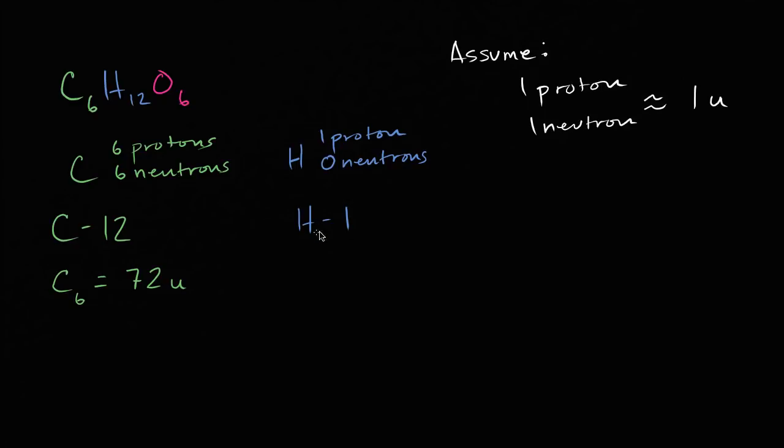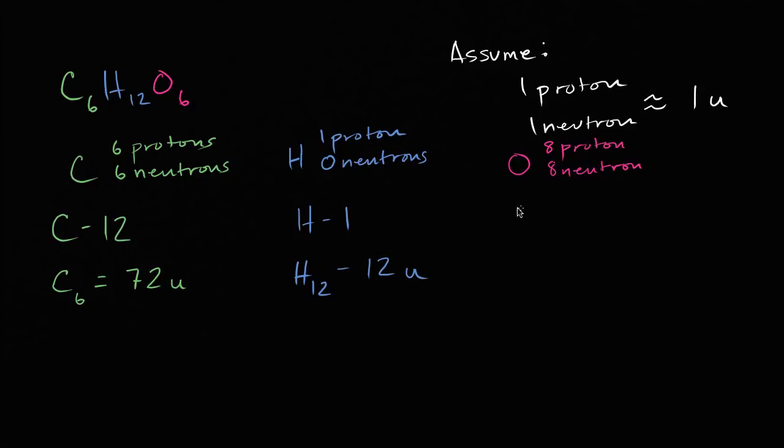So if each of the hydrogens is roughly 1 atomic mass unit, that means that 12 of the hydrogens are going to be 12 atomic mass units. And now let's do the same thing with the oxygen. So oxygen has, by definition, 8 protons. And most of the oxygen on Earth also has 8 neutrons, although there are other isotopes.